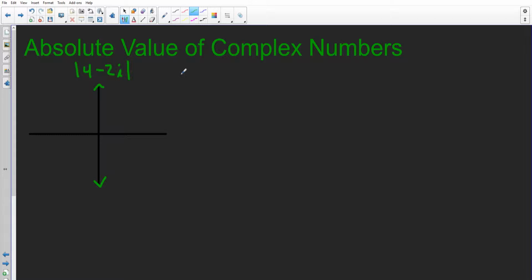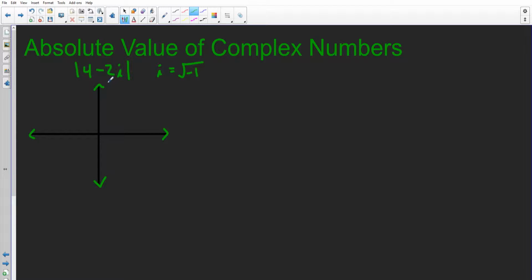Now, what is i actually equal to? i is equal to the square root of negative 1. That's why it's an imaginary number, because we don't actually have a number for the square root of a negative number. So what we need to do is find the absolute value of this, and it basically involves a little bit of graphing.